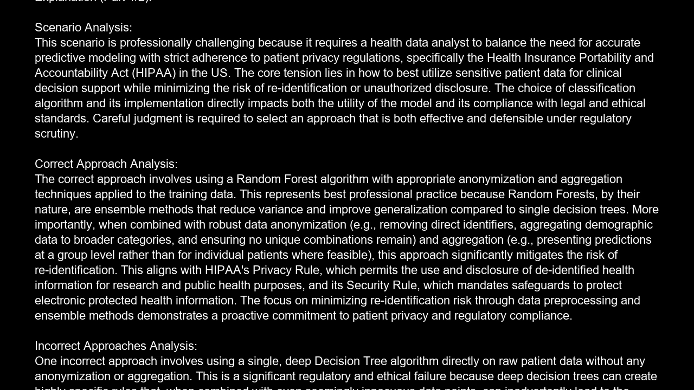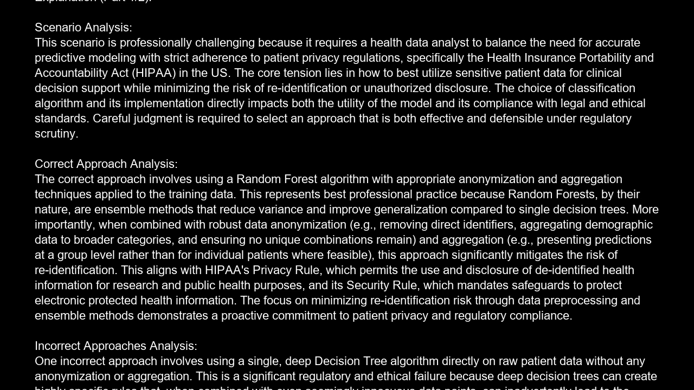The choice of classification algorithm and its implementation directly impacts both the utility of the model and its compliance with legal and ethical standards. Careful judgment is required to select an approach that is both effective and defensible under regulatory scrutiny. Correct approach analysis. The correct approach involves using a random forest algorithm with appropriate anonymization and aggregation techniques applied to the training data. This represents best professional practice because random forests, by their nature, are ensemble methods that reduce variance and improve generalization compared to single decision trees.